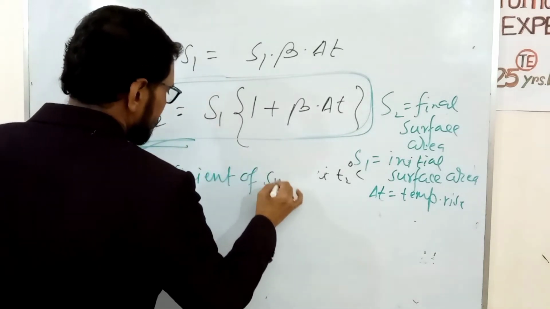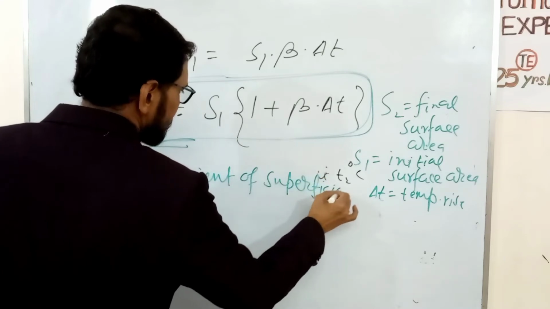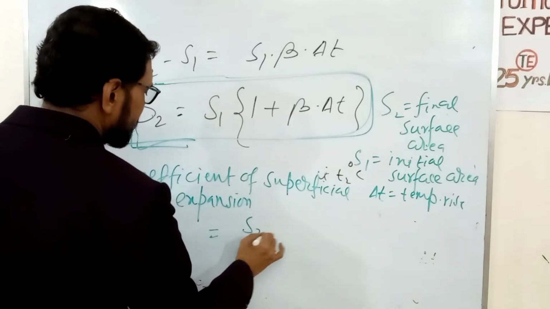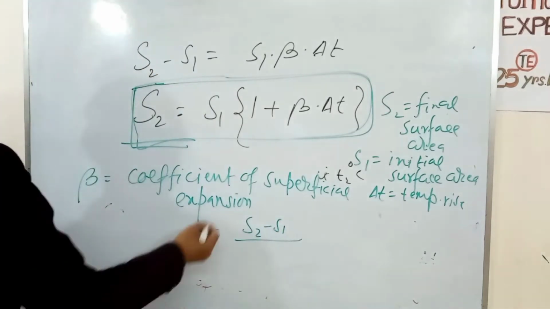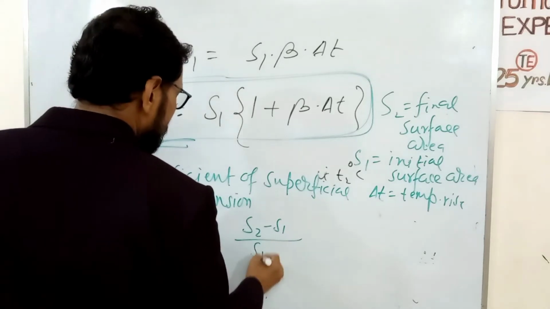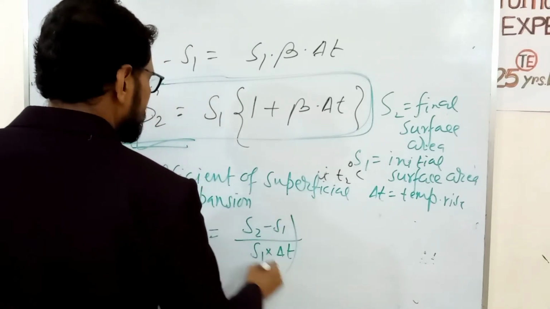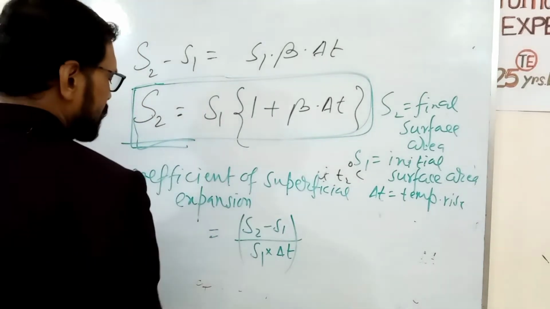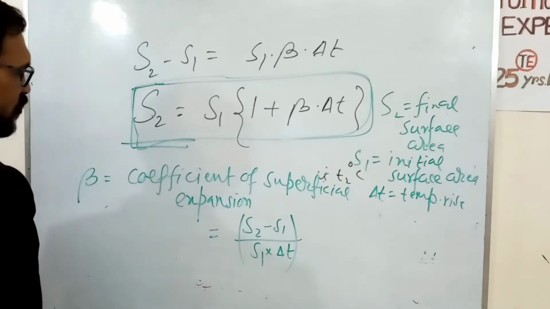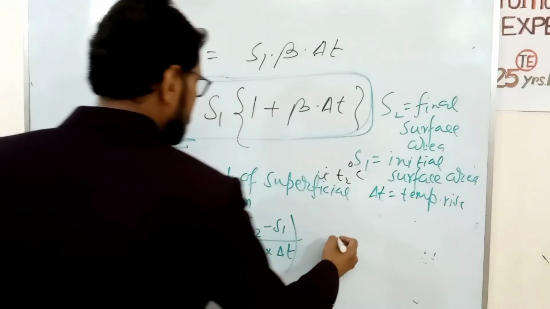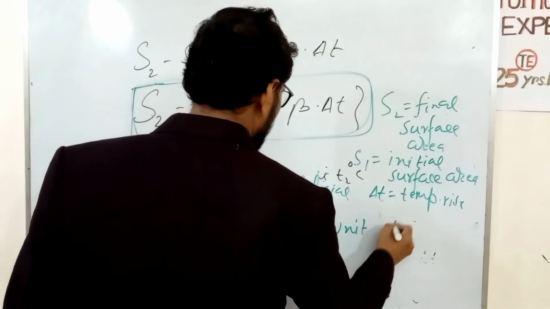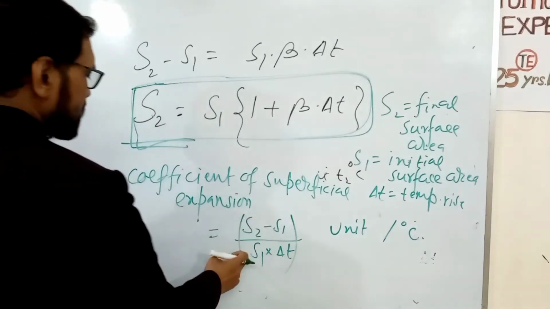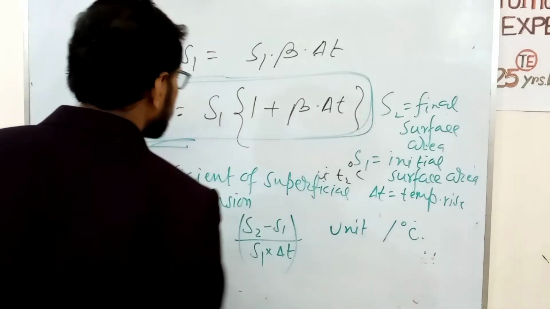Coefficient of superficial expansion, which is denoted by beta, has the formula S2 minus S1 by S1 into del T. So this is the formula of beta. It is also defined as the fractional increase of surface area per unit degree centigrade rise. So its unit will be per degree centigrade, because this and this have the same unit.